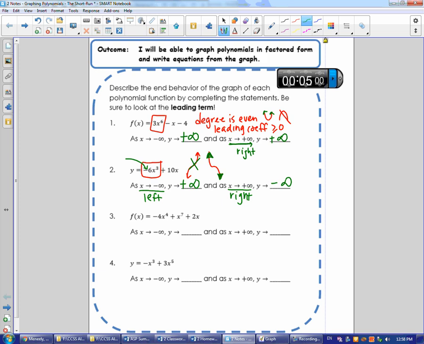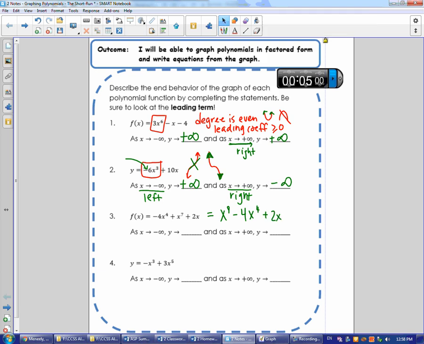With number 3, we have f of x is equal to negative 4x to the fourth plus x to the 7th plus 2x. The one thing you need to notice about number 3 is that it's not in standard form because the highest exponent doesn't come first. So if I were to rewrite this in standard form, I'd want to make sure that my x to the 7th term came first. Then my minus 4x to the 4th and the plus 2x.